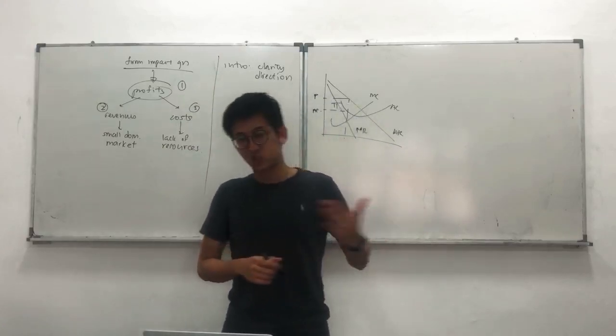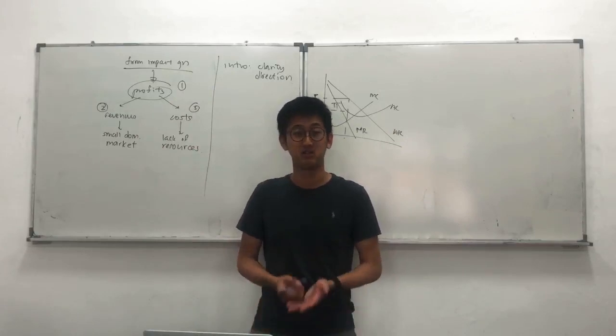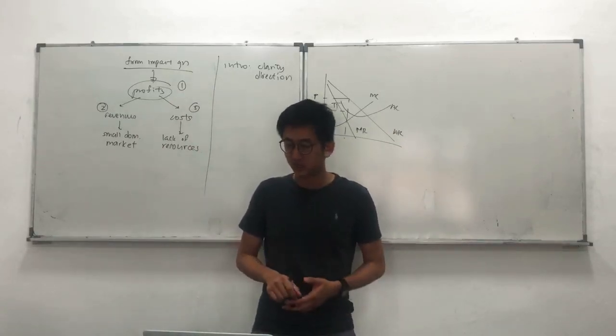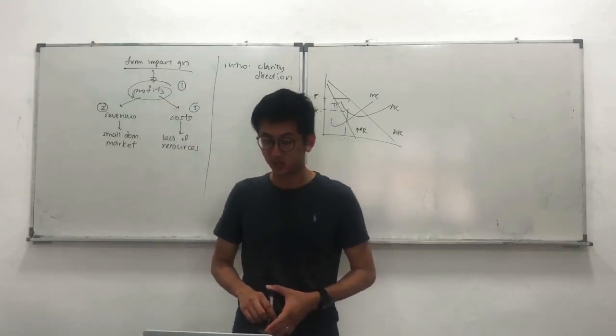The MR curve is lower and twice as steep. There's no need to go into why that's the case. That's not the focus of the question. This profit maximizing firm will set Q star where MC equals MR and sets the corresponding price P star as given by the AR curve.